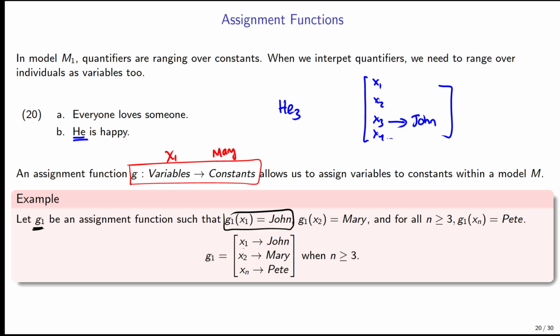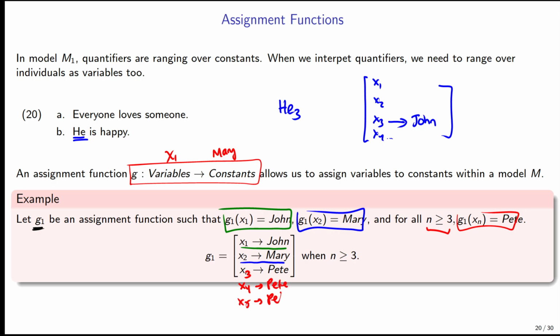That's the first line, which maybe I'll change the colors on these. So this is line 1. We have another case where g1 of x2 goes to Mary. So this says that x2 gets assigned to Mary. And for all n greater or equal to 3, g of xn is equal to Pete. Basically, what this means is that if we have, say, x3, this goes to Pete. If we have x4, this goes to Pete. If we have x5, this goes to Pete.